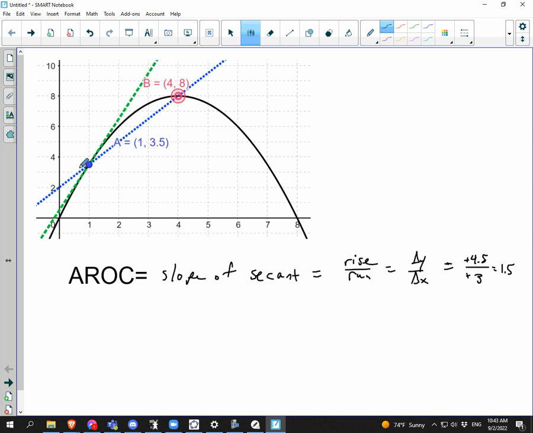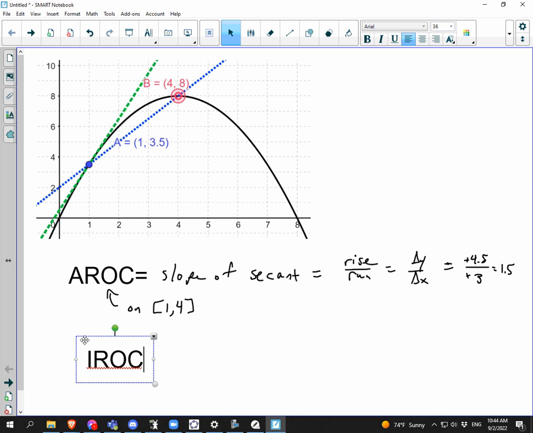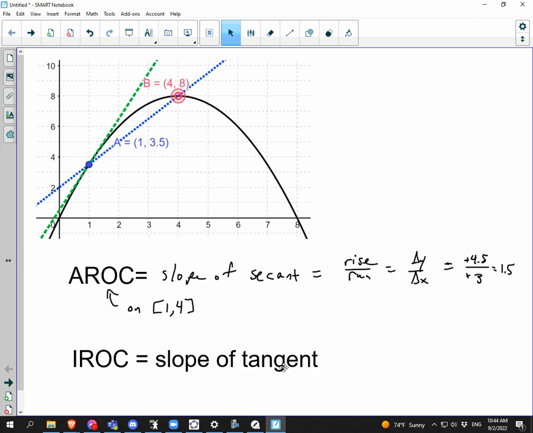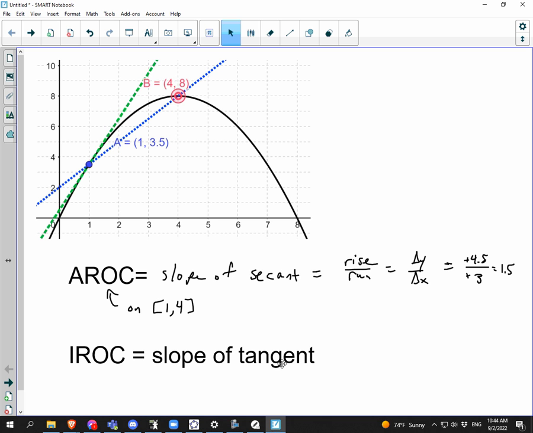Now, calculus is more interested in the rate of change at the instant when x equals 1. This is the average rate of change on the interval from 1 to 4. From 1 to 4, the average rate of change on that interval is 1.5. But calculus is interested in the instantaneous rate of change, and that is the slope of the tangent line. What is the rate at which the y-coordinate is changing relative to the x-coordinate at this instant?